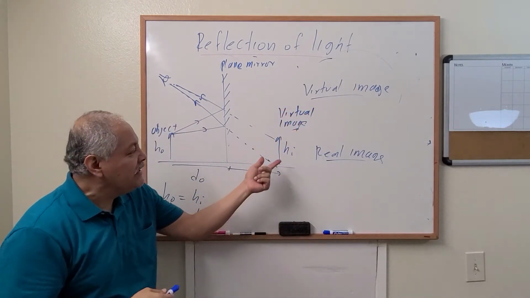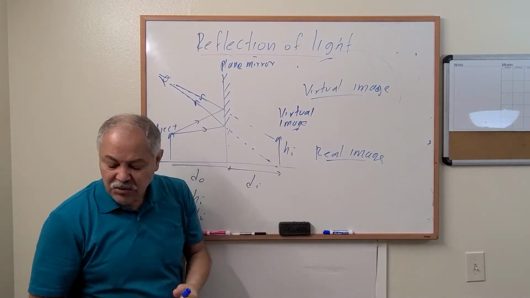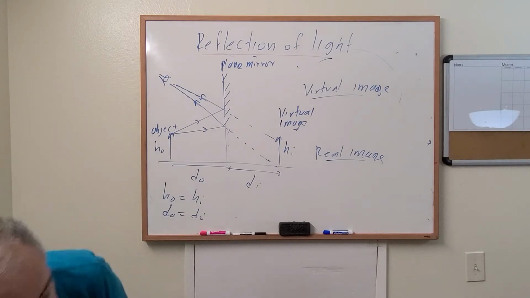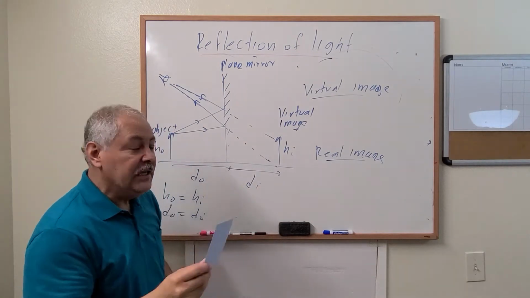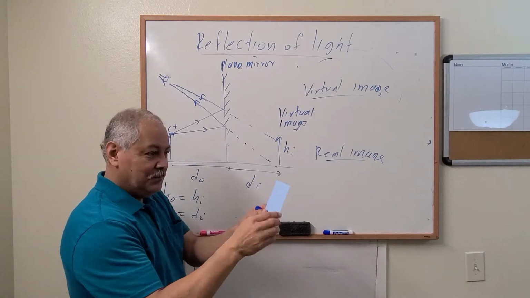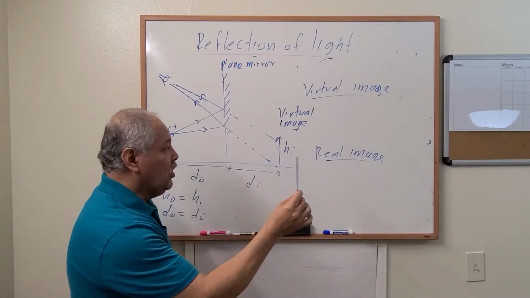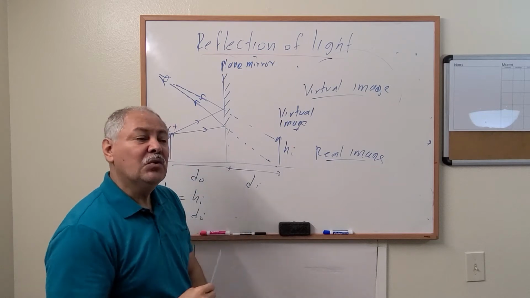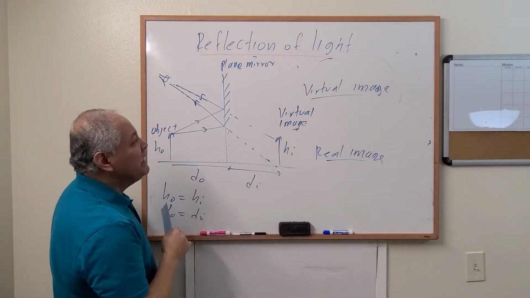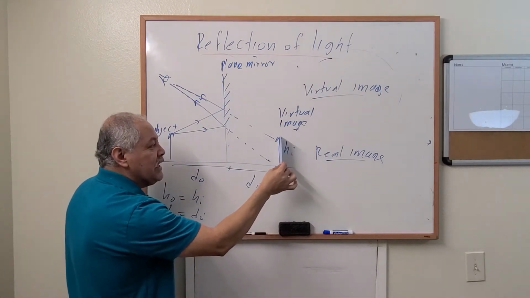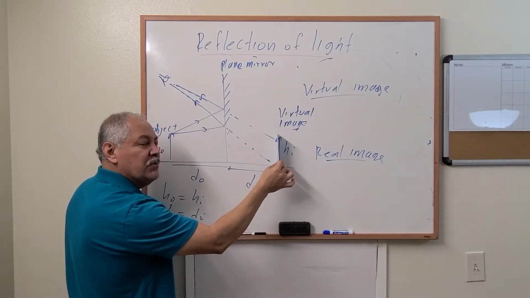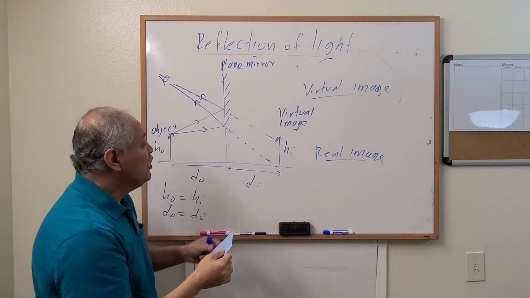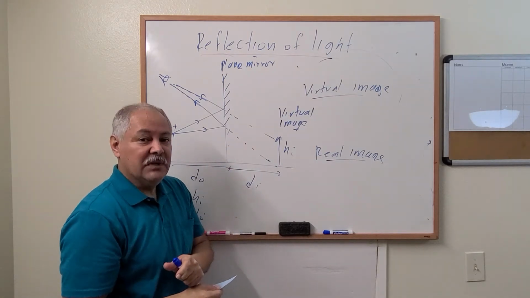Because no real light is forming that image. Another way we can differentiate between real and virtual images is if we can see the image on a screen, then the image is real. Let's go behind the mirror, place a screen, and try to see the image. Can we see it? No, we cannot see it on the screen, correct? So the image is a virtual image.